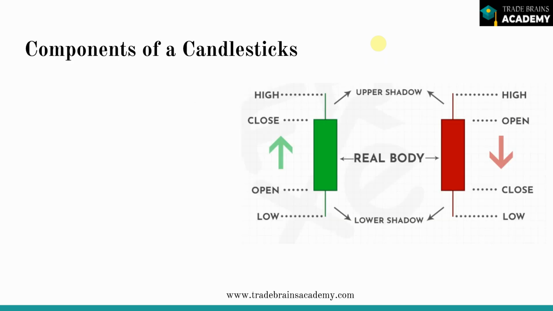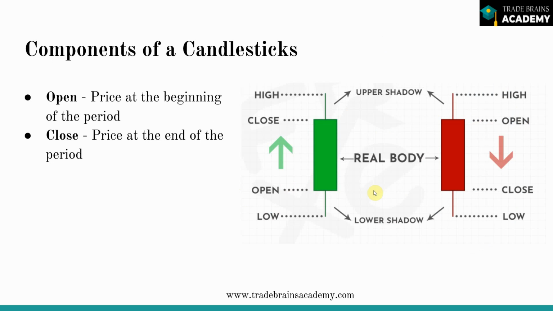So what are the various components of a candlestick? The candlestick gives you 4 different pieces of information. The first being the open, the opening price of the day. In the green candle, if you look, the open is plotted at the bottom, and on the red candle, if you see, the open is plotted on the top. The close, that is the closing price of the candle.